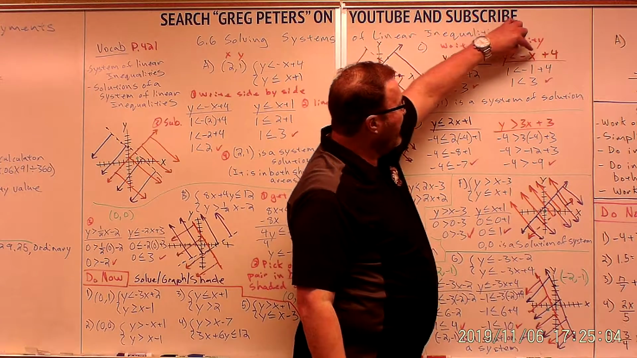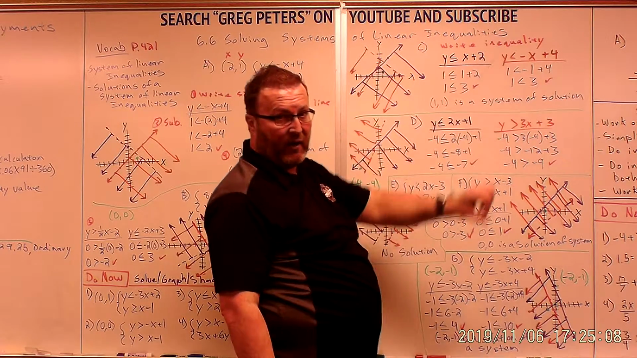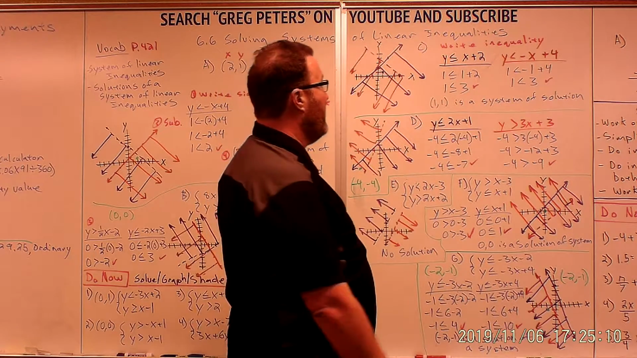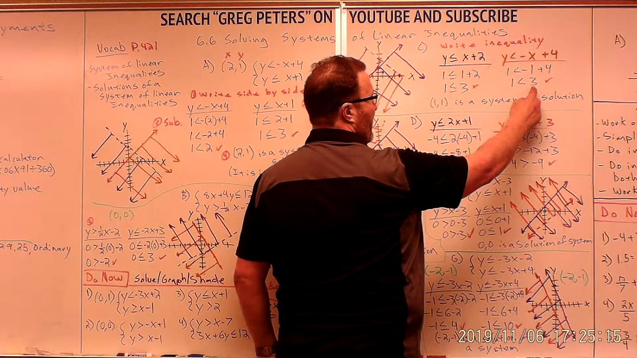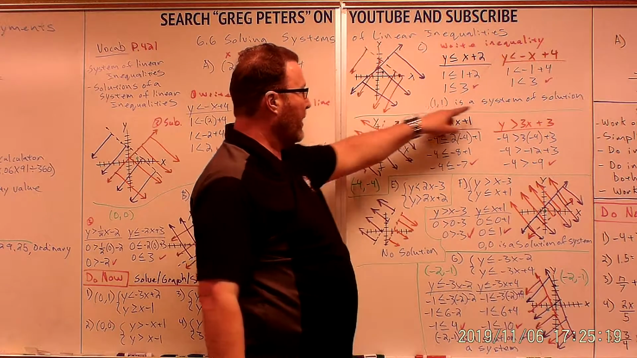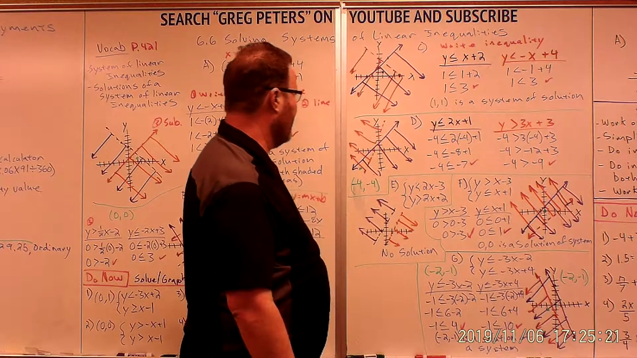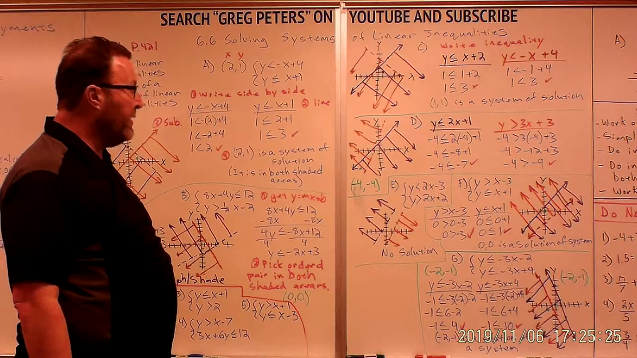Next one. Y is 1, x is 1. Cannot get rid of that negative. That negative has to stay there. Okay? So, from here, this is negative 1 plus 4. We're going to bring down 3. 1. 1 is less than 3. 1, 1 is a solution of the system. Okay. Next one, same thing.